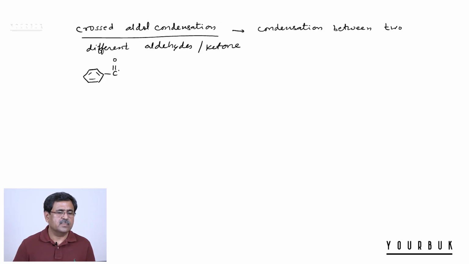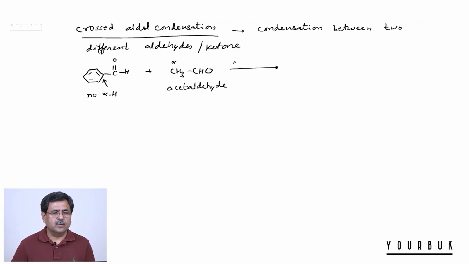is called benzaldehyde, and benzaldehyde has no alpha hydrogen present. And we are reacting it with acetaldehyde, which contains 3 alpha hydrogens, in the presence of dilute NaOH and heat. Now, since benzaldehyde does not have any alpha H present, benzaldehyde cannot act as an enolate. So we have to take benzaldehyde as a substrate only. Again, in my rough work, I am taking benzaldehyde as a substrate, and we write acetaldehyde in the form of an enolate ion.